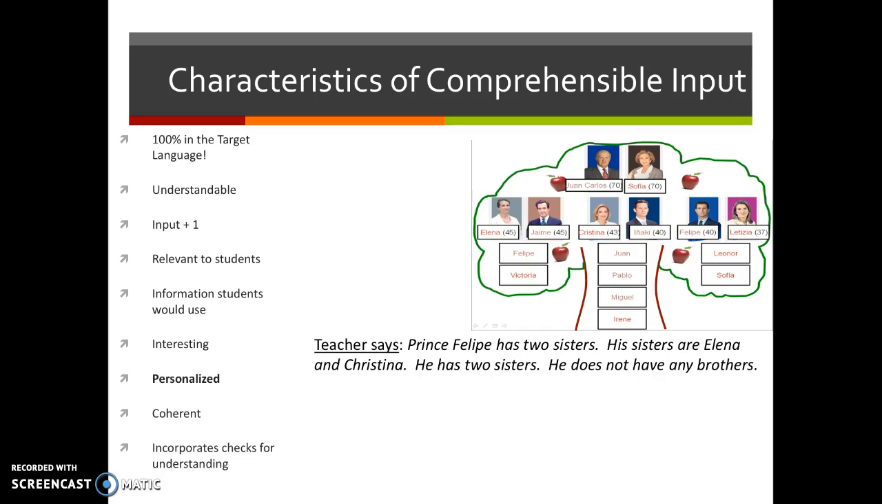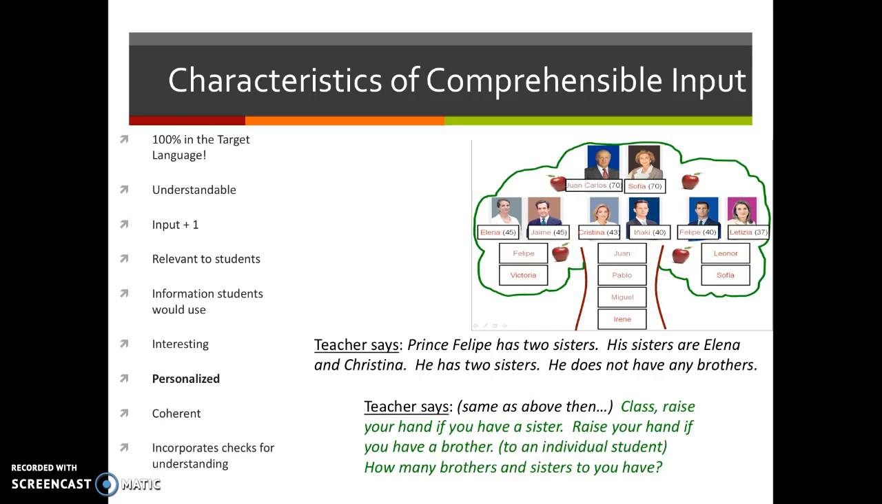Although this is the start to a great comprehensible input, with repetition, visuals, and culture embedded, it is not personalized. Instead, you might choose to say, Class, raise your hand, the same thing as above, and then, Class, raise your hand if you have a sister. Raise your hand if you have a brother. To an individual student, the teacher might ask, How many brothers and sisters do you have? What is your brother's name?